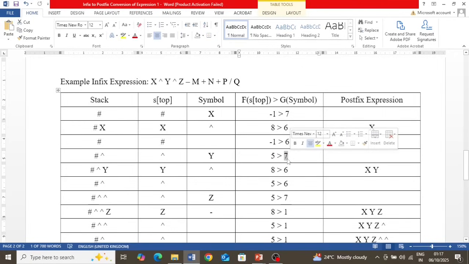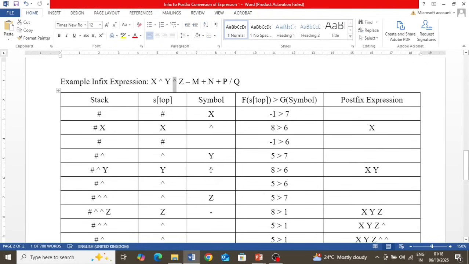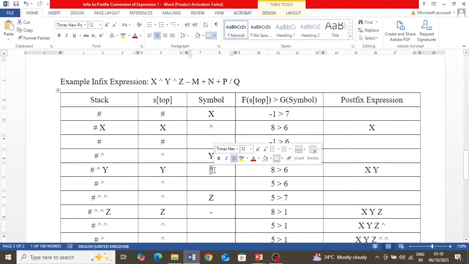No. According to the algorithm, we follow the second step, that is, we push y into the stack body. So the resulting contents of the stack body will be hash, raised to symbol, and y. Top of the stack is y, and the next element available in the input infix expression is the dollar, or the raised to symbol.